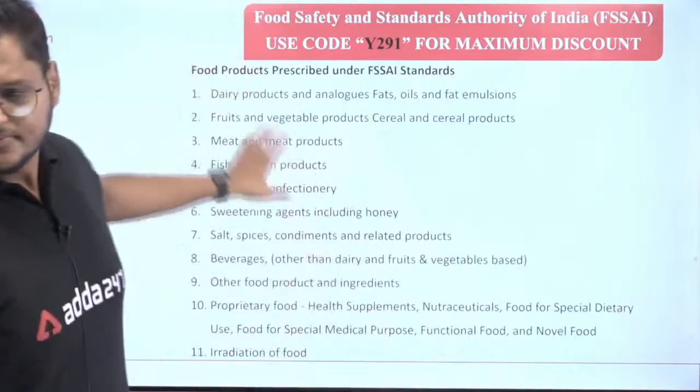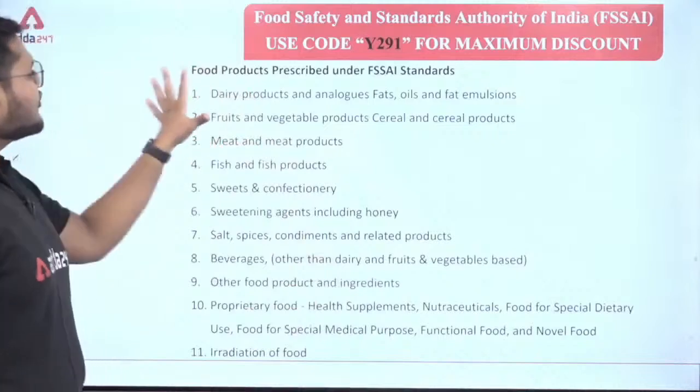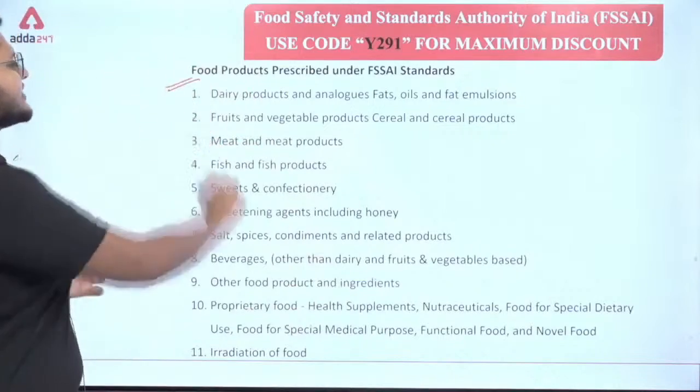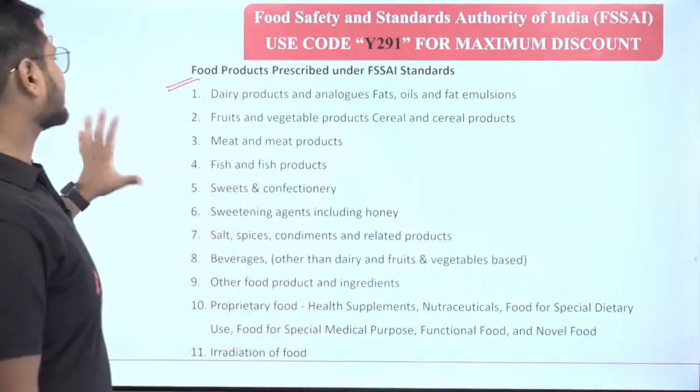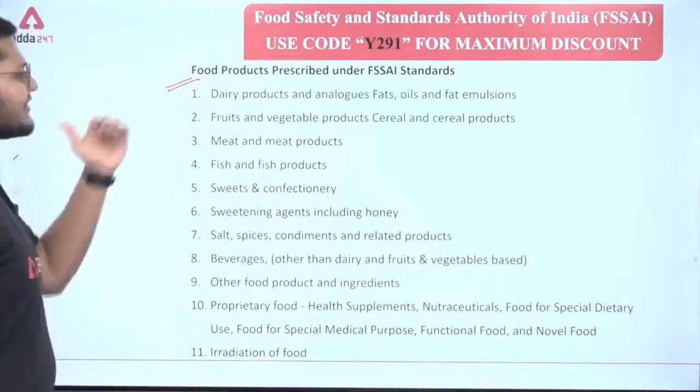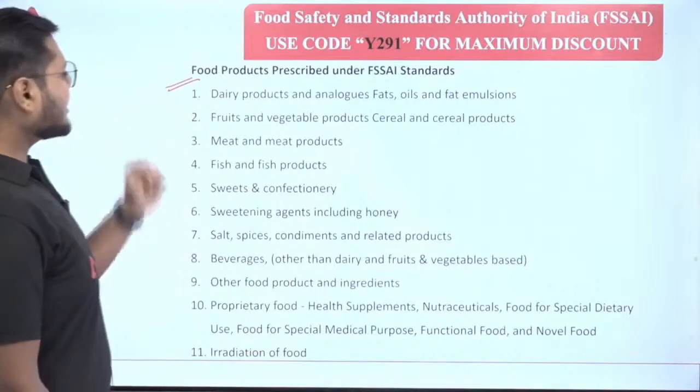Next, food products prescribed under FSSAI standards, okay. So what are the food products that are prescribed under the FSSAI standards? There is a list of 11 food products here. The first one is dairy products and analogs.